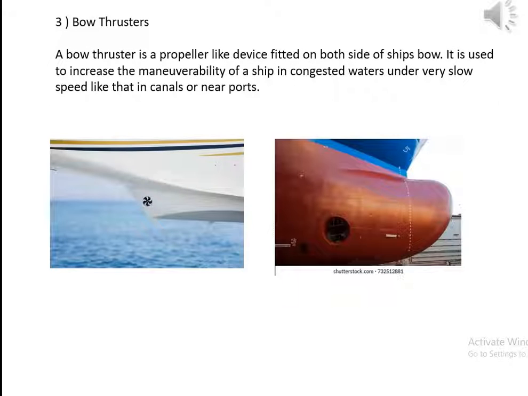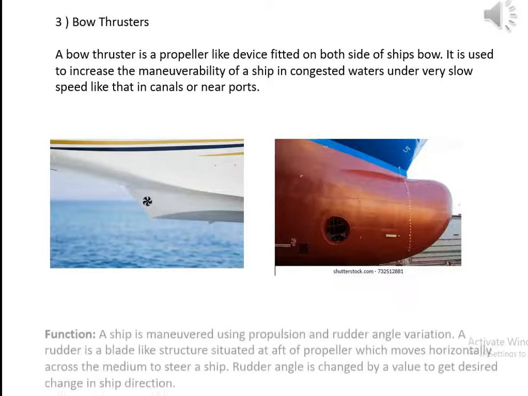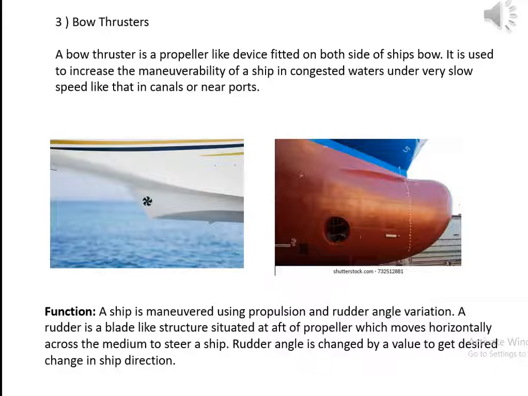3. Bow thrusters. A bow thruster is a propeller-like device fitted on both sides of a ship's bow. It is used to increase the maneuverability of a ship in congested waters under very slow speed, like that in canals or near ports. Function. A ship is maneuvered using propulsion and rudder angle variation. A rudder is a blade-like structure situated at the aft of the propeller which moves horizontally across the medium to steer a ship. Rudder angle is changed by a value to get the desired change in ship direction.